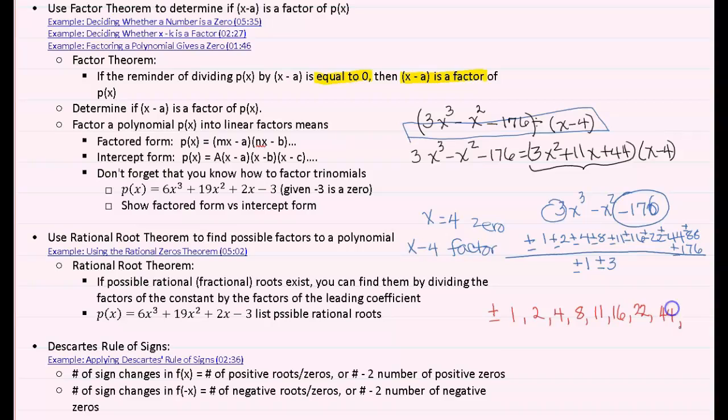But we can also have plus or minus 1/3, plus or minus 2/3, plus or minus 4/3, plus or minus 8/3, plus or minus 11/3, plus or minus 16/3, plus or minus 22/3, plus or minus 44/3, plus or minus 88/3, plus or minus 176/3. These are the factors of 176 divided by 3.